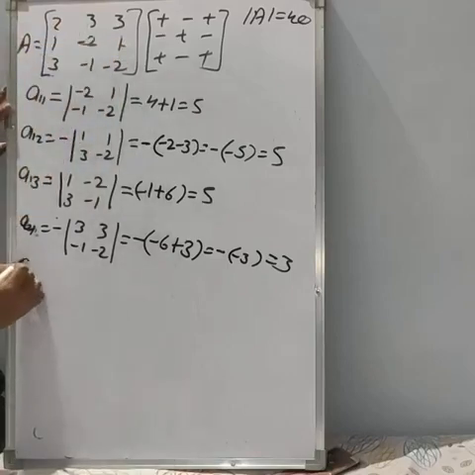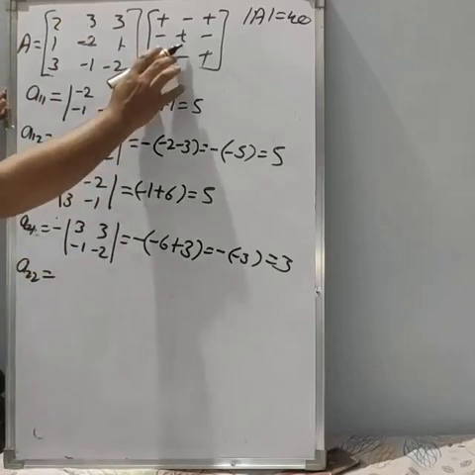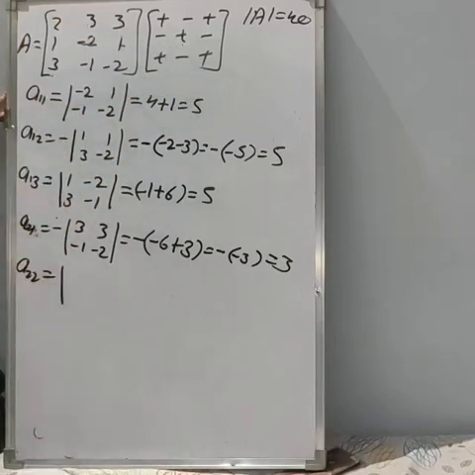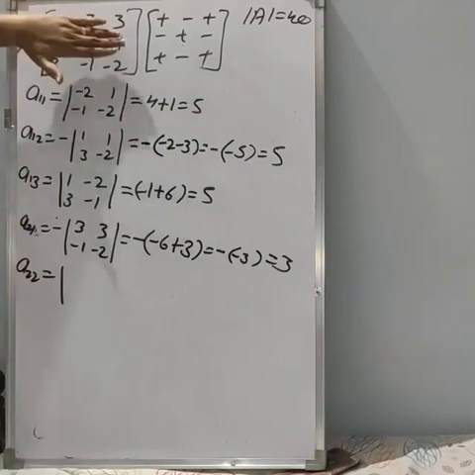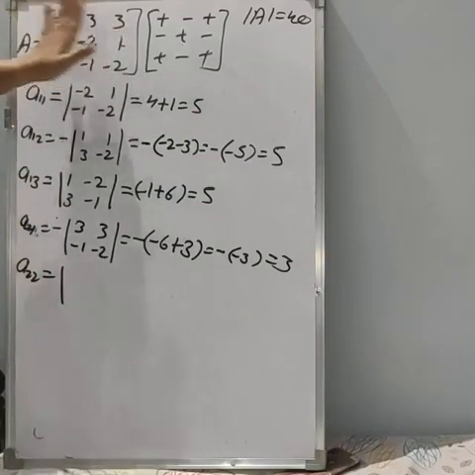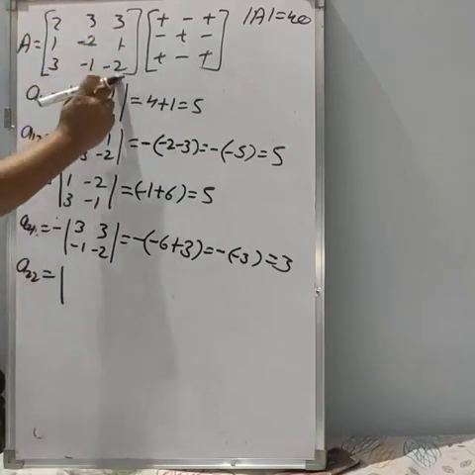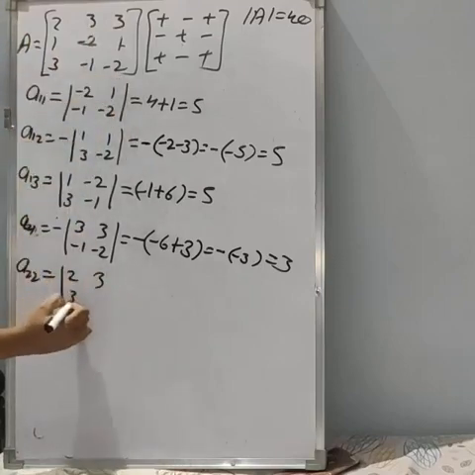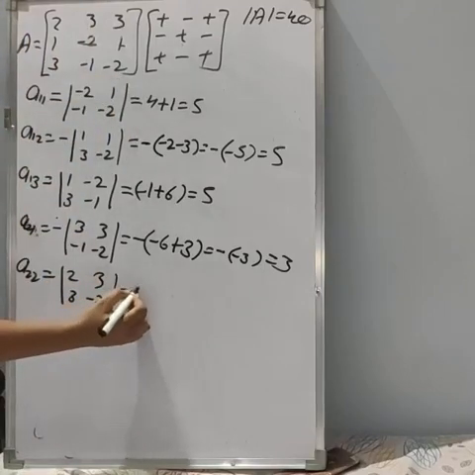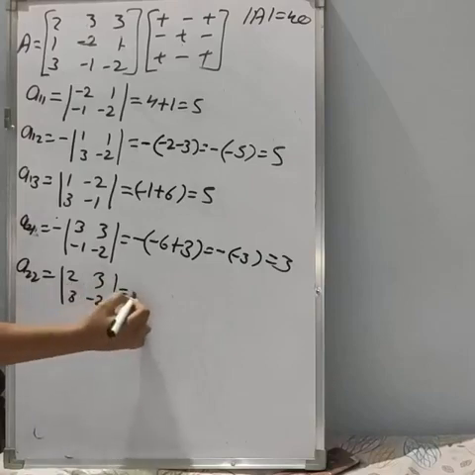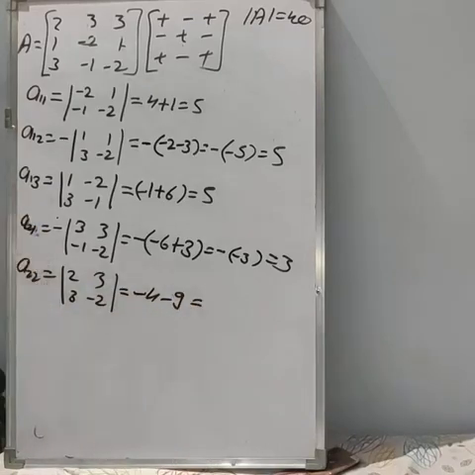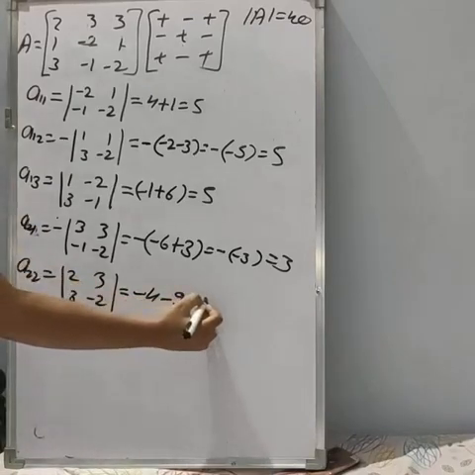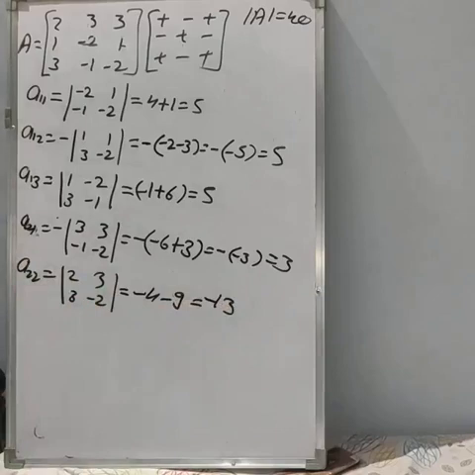Next find A22. For A22, it is positive, so write down the determinant directly. A22 means second row, second column. So neglect this second row and this second column. You will remain with 2, 3, 3, minus 2. Now calculate this: 2 into minus 2 is minus 4. Minus 3 into 3 is minus 9. So minus 4 minus 9, it becomes minus 13.